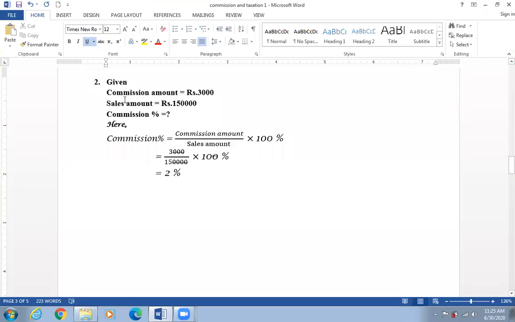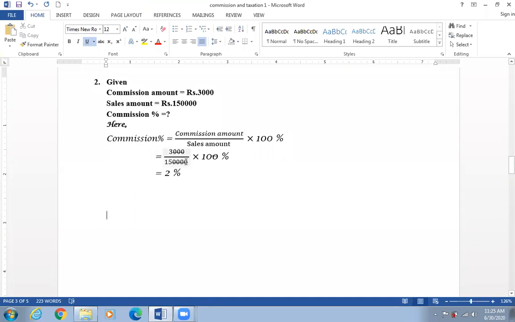So commission amount is 3,000, sales amount is 1,50,000. Commission percentage we don't know, that we need to find out. Commission percentage equals commission amount by sales amount into 100 percent. So what is the value of commission amount? Commission amount means 3,000 rupees divided by sales amount 1,50,000 rupees.